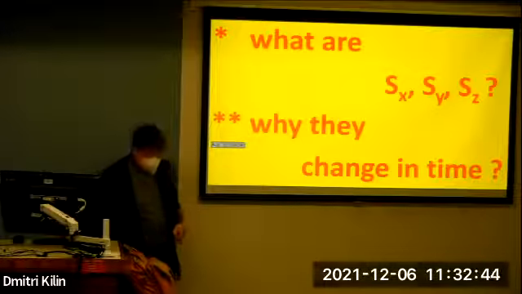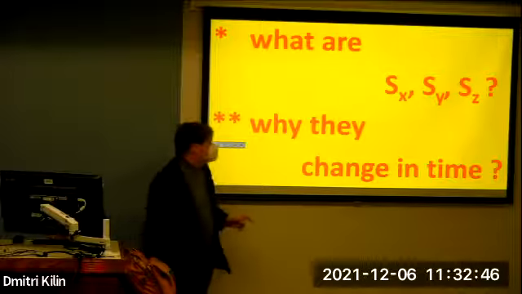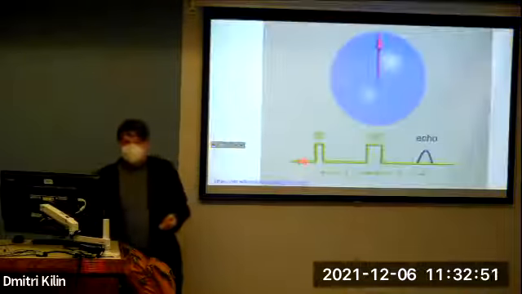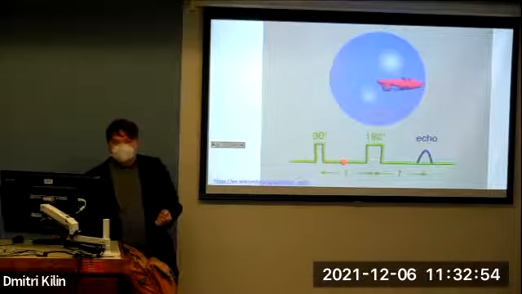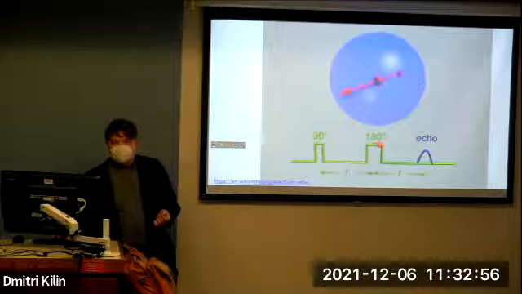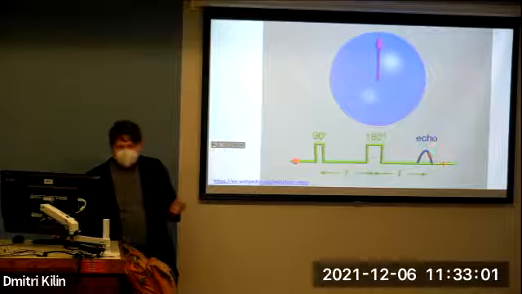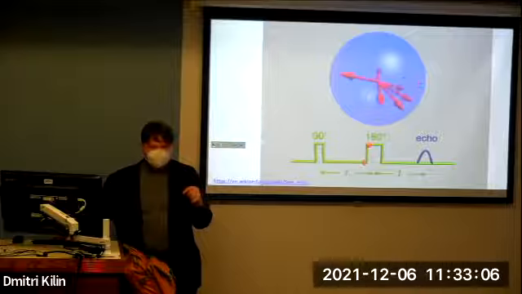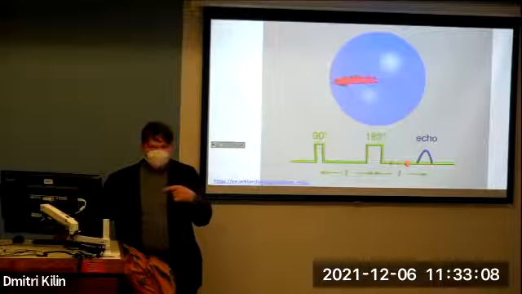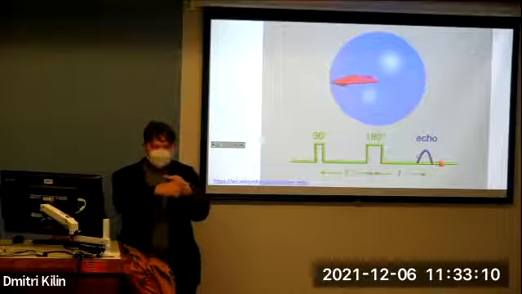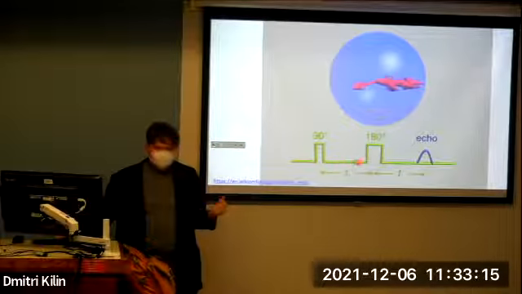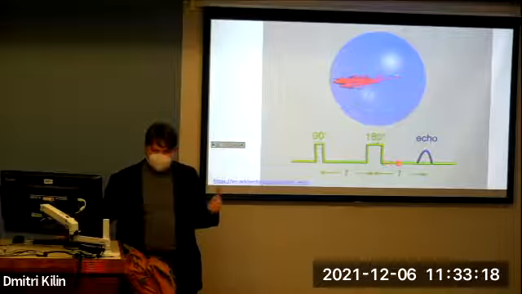So the goal of our meeting is to discuss what Sx, Sy, and Sz are, and why they are changing in time. So this is a demonstration of this exotic thing: when several individual molecules in a sample give different contributions to the signal, and when this Sx, Sy from individual molecules are directed in opposite directions, then the overall length can be smaller. Make sense? Okay.